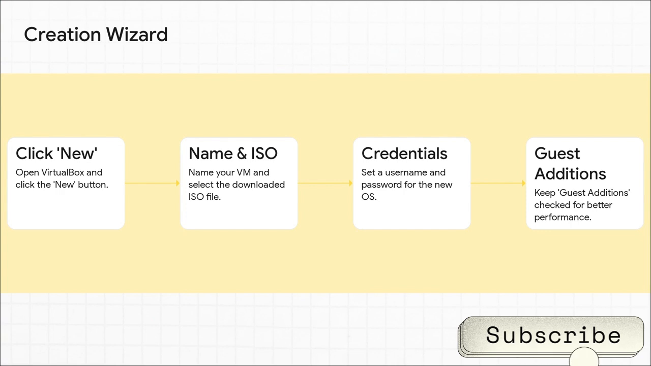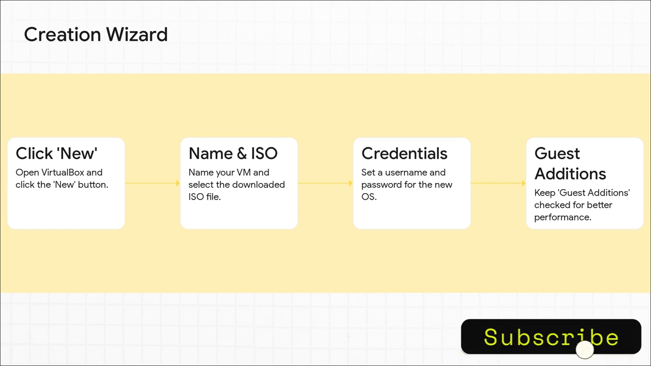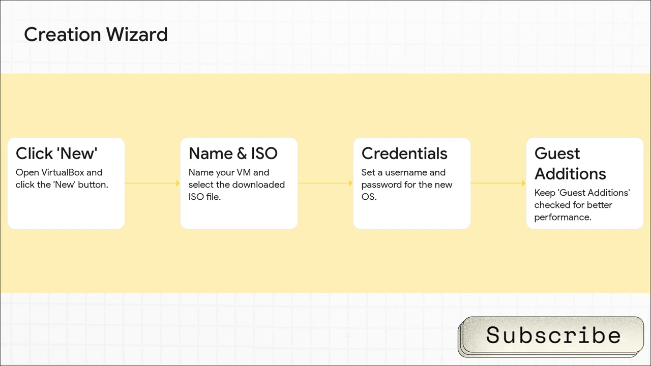So go ahead and open up VirtualBox and click that big New button. This will launch a super simple wizard. First, just give your new machine a name. Let's just call it Ubuntu. Next, you'll point it to that ISO file we just downloaded. You'll need to set up a username and a password. This is what you'll use to log into your new virtual computer later.